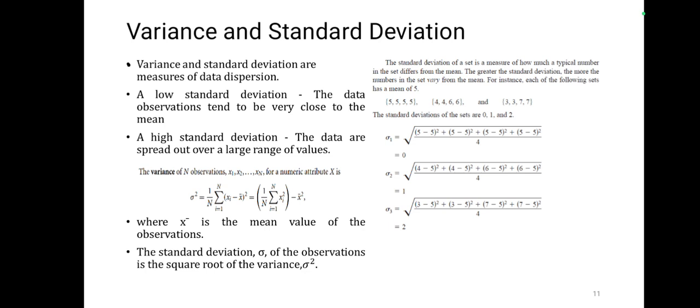Next is the variance, basically how to find it. Sigma square is equal to 1 by n, summation of i equals 1 to n, of x i minus x bar the whole square, where x bar is the mean value of the observations. These are the basic statistical descriptions or properties you have to know to analyze the importance of your data.